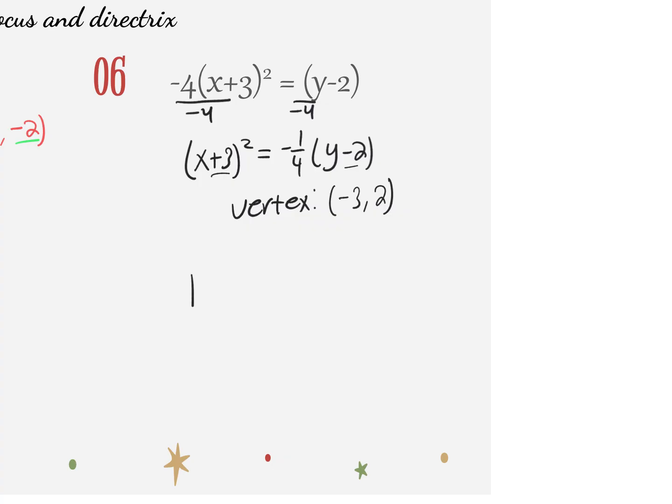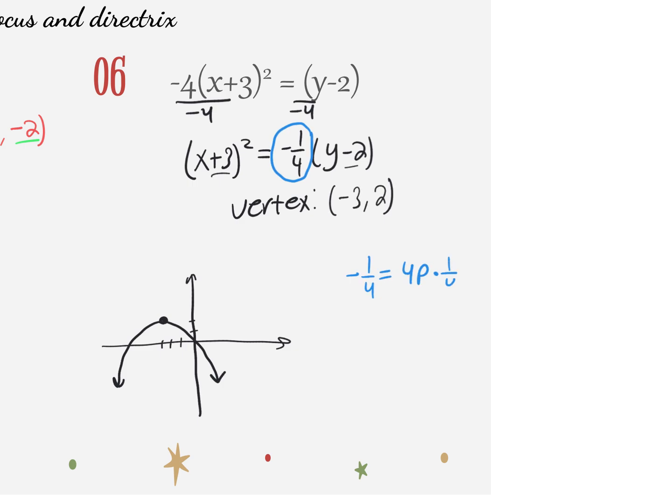All right, so let me just plot that point on the graph so that we don't forget it, right? -3, 2, 1, 2, 3, 1, 2, so it's going to be something like that. And this is another x squared parabola. This time it's negative, so I know for sure it's going to be opening down, maybe something like that. All right, now let's actually find the p-value. Right, so I'm going to set whatever's in front of the y equal to 4p, so I'm going to have -1/4 equals 4p.